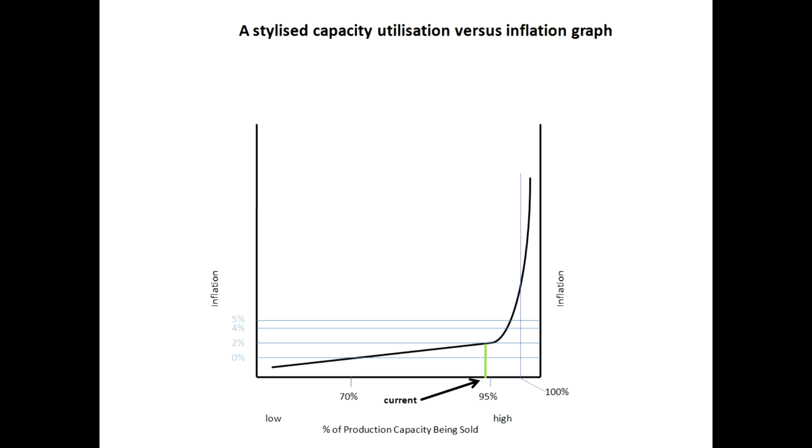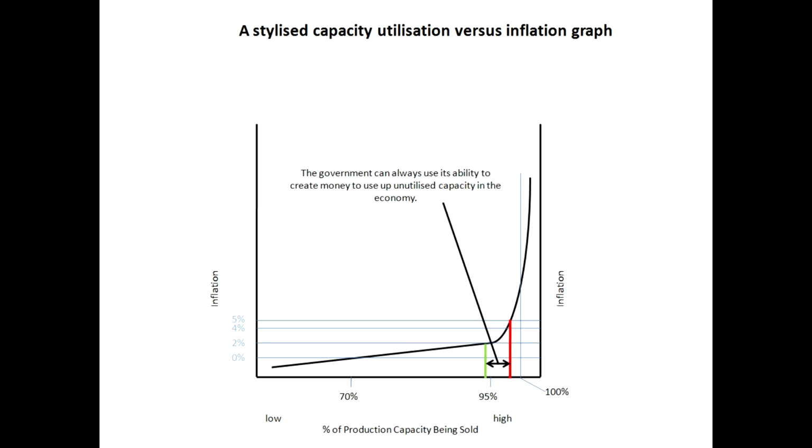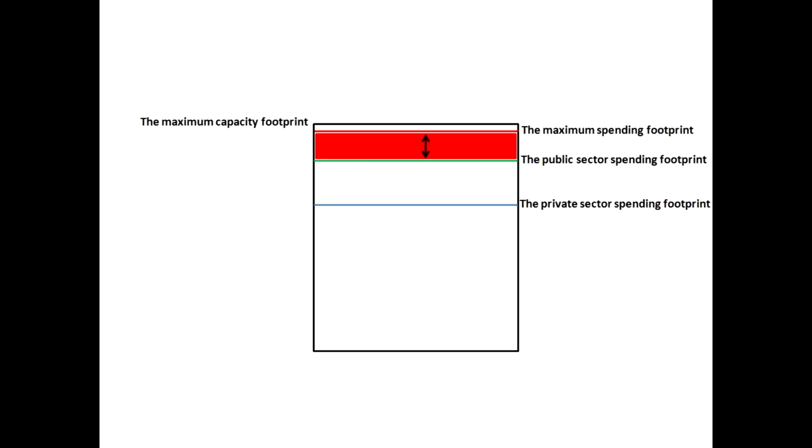Let's say our government was comfortable with inflation at 5% though. I'll draw a line down in red from the 5% level to the spending axis to see at what level of spending this level of inflation would occur, and from our diagram we can see that this is 98%. This is the unutilised capacity in the economy that I was talking about before, the red zone in this graphic, and the government can always create new money to fill this gap.